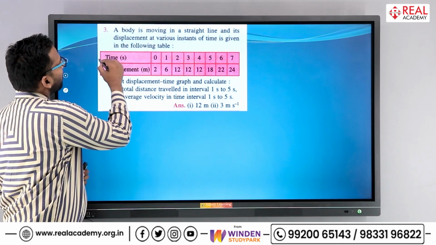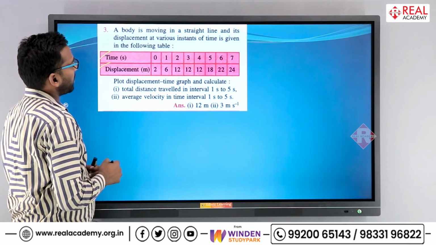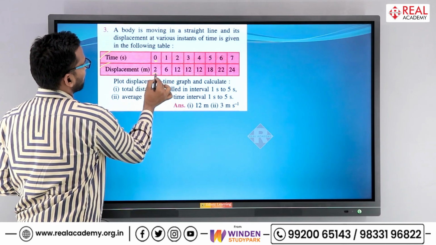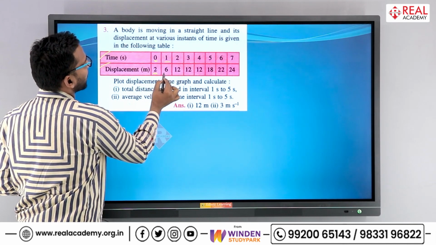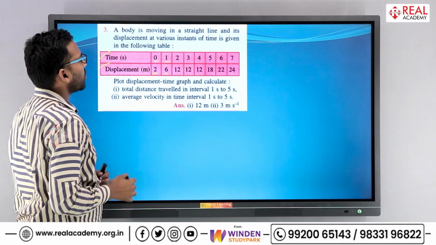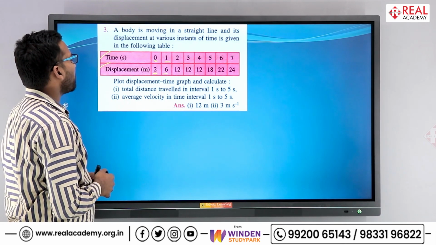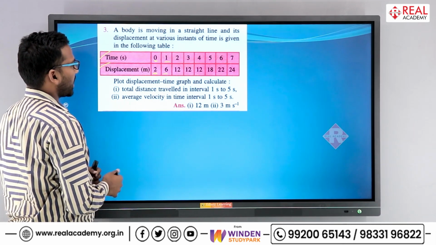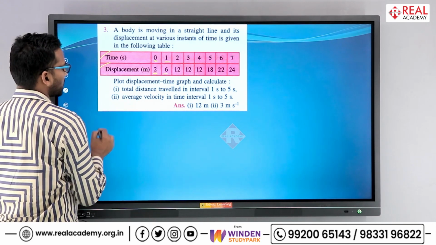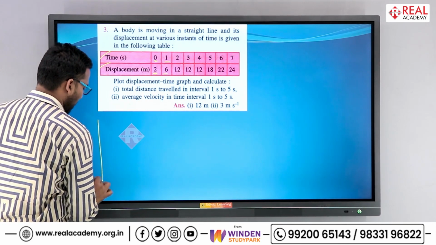This table represents the time and displacement. For 0 seconds, the displacement is 2 meter, for 1 second 6, and so on. Plot the displacement-time graph and calculate. So first of all, let's plot the displacement-time graph.